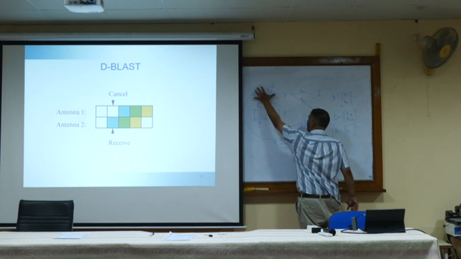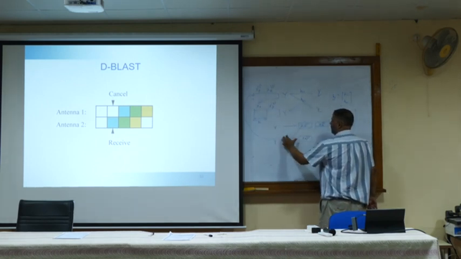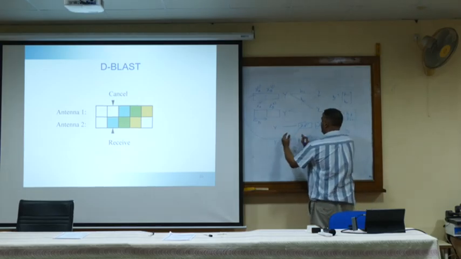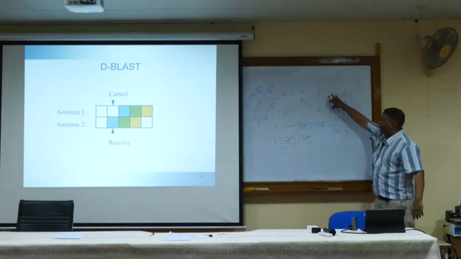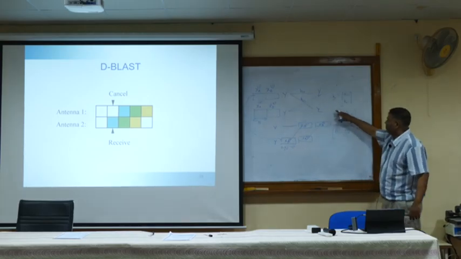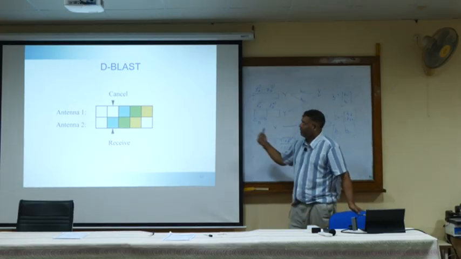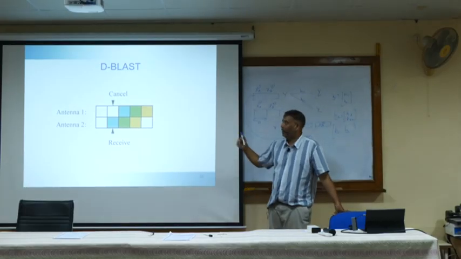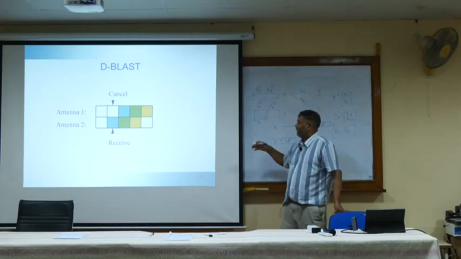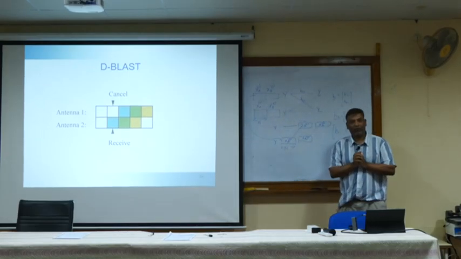You split the data stream and send it across the antennas. By doing so, the first half of the stream will go through H1, and the second half will go through H2, so you will get diversity. That's what D-BLAST is about. With successive interference cancellation, we will be able to get good performance in the slow fading case.